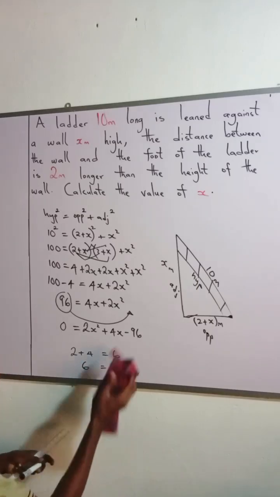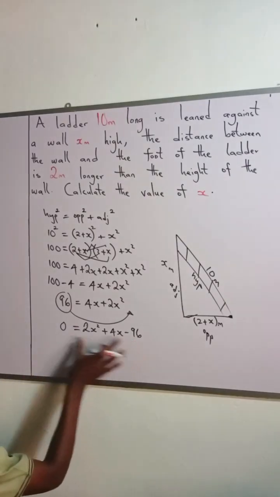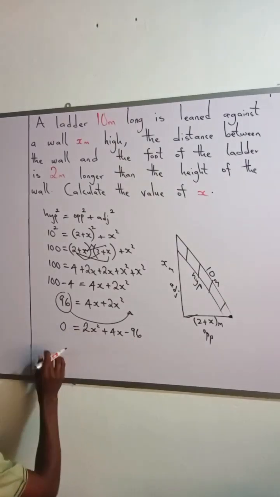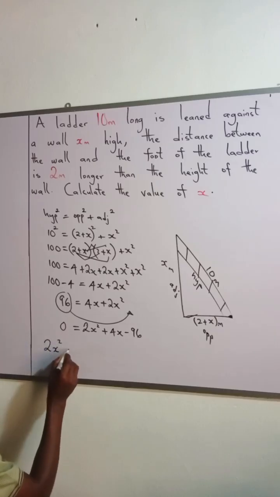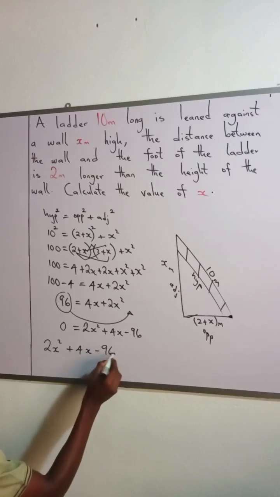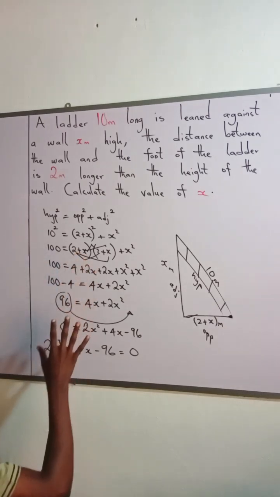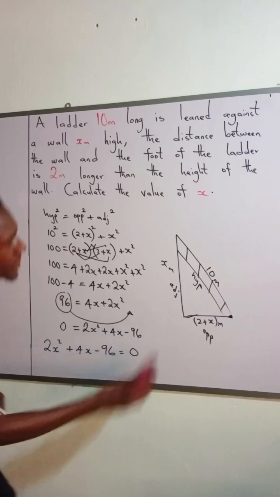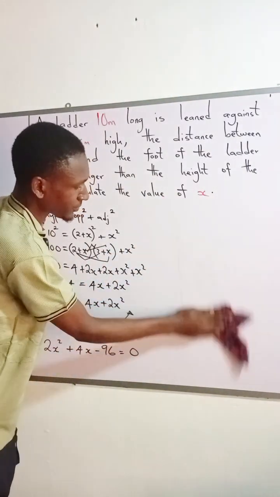Therefore, we are now going to transpose this. These three numbers come here. So we have 2x squared plus 4x minus 96 is equal to 0, which is a quadratic equation. Okay, so I'll wipe this aspect. We don't need this anymore. So we continue from here.